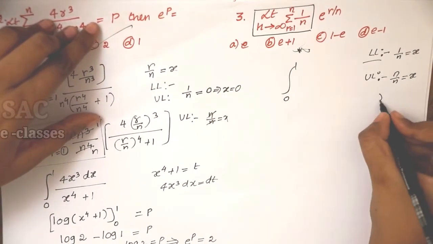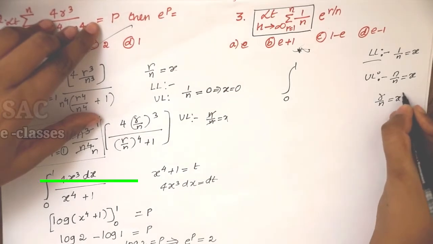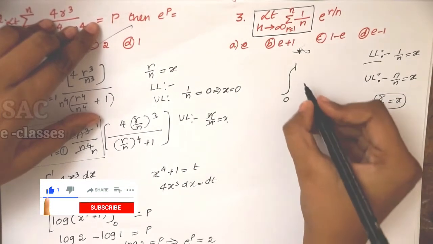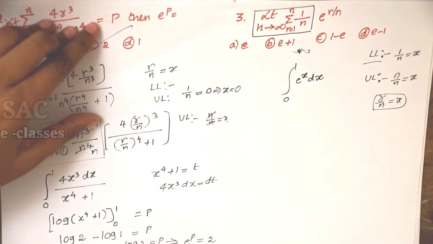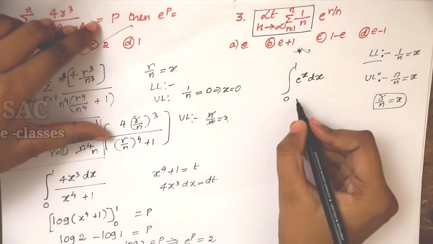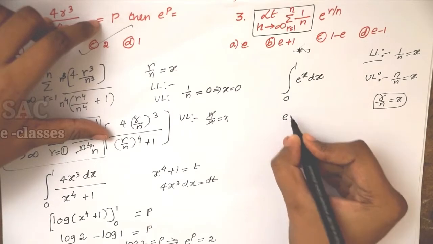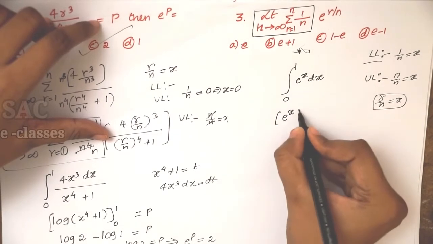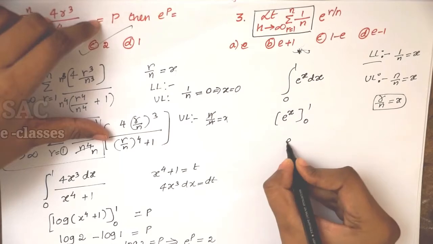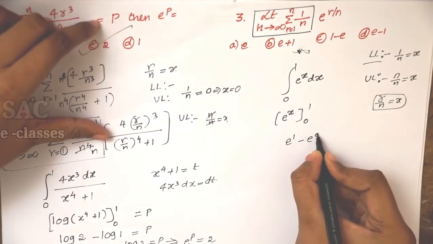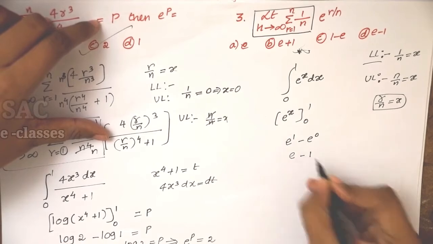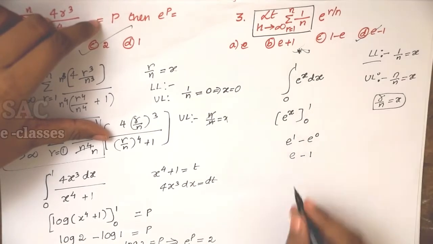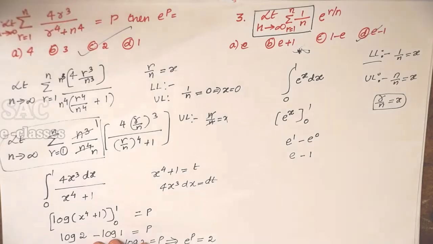By choosing that r by n value is x, the entire expression will be converted as e power x dx. We know the integration of e power x dx is e power x only. Apply the limit 0 to 1: e power 1 minus e power 0. E power 1 is e only, minus e power 0 is 1. E minus 1 will be the answer. Let us move to the next problem.